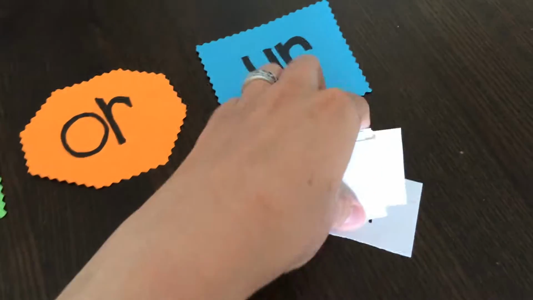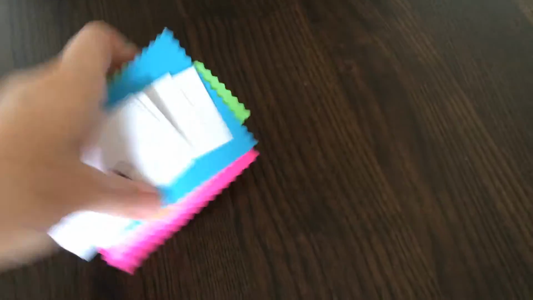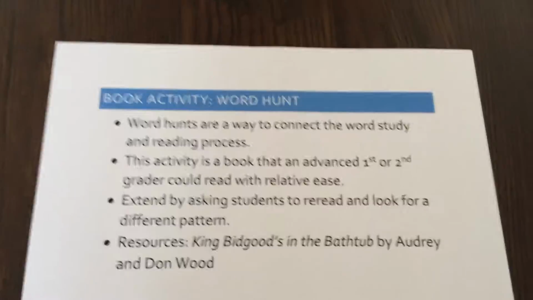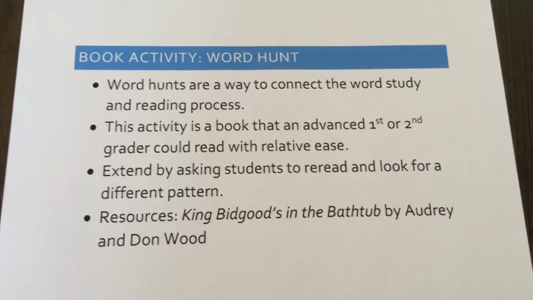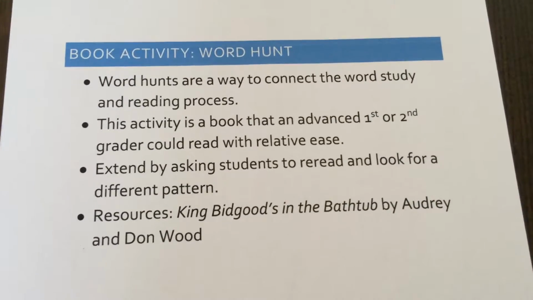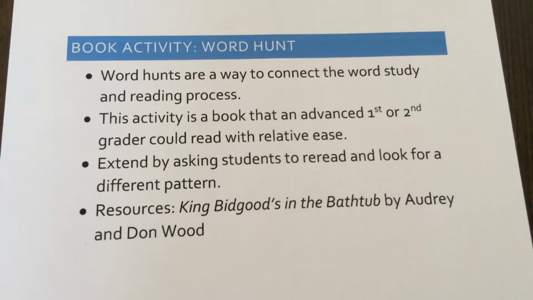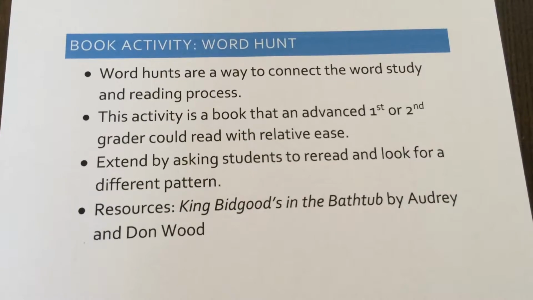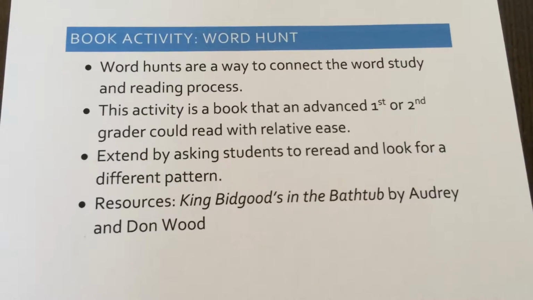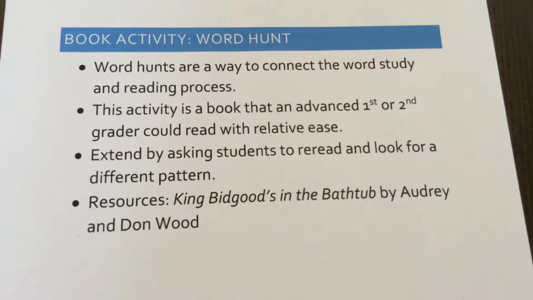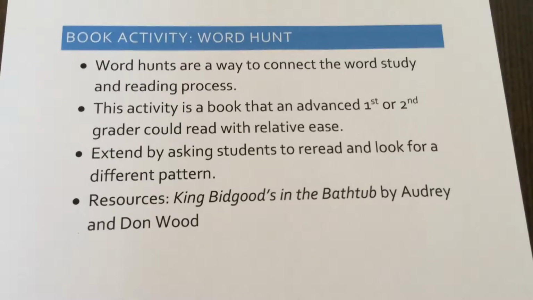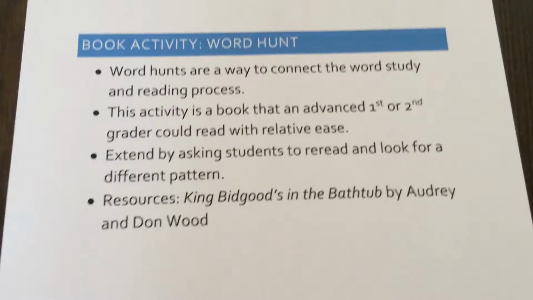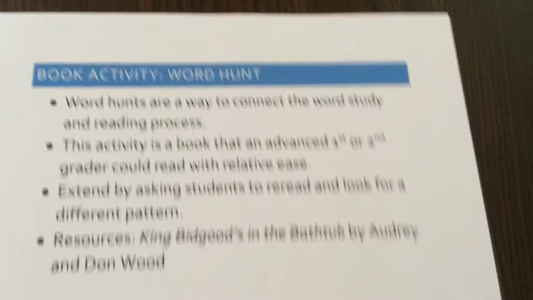All right, our next activity is probably my favorite because it involves reading, and I love reading. So this book activity is a word hunt. Word hunts are a great way to connect the word study and reading process. And this is a book that an advanced first or second grader could read with relative ease. You can extend this activity by asking students to reread and look for a different pattern on the second read. So I'm using King Bidgood's in the Bathtub by Audrey and Don Wood.